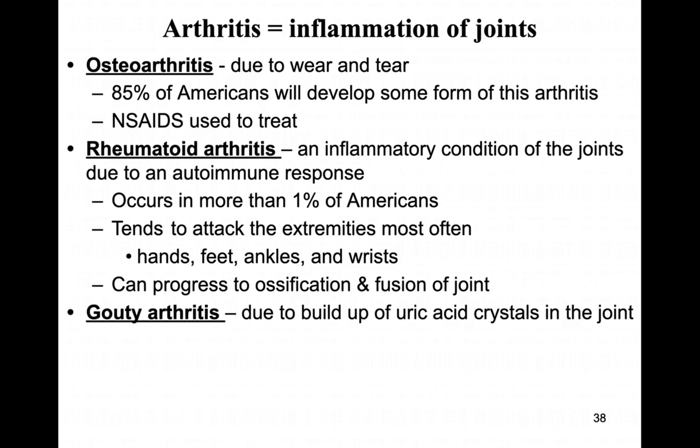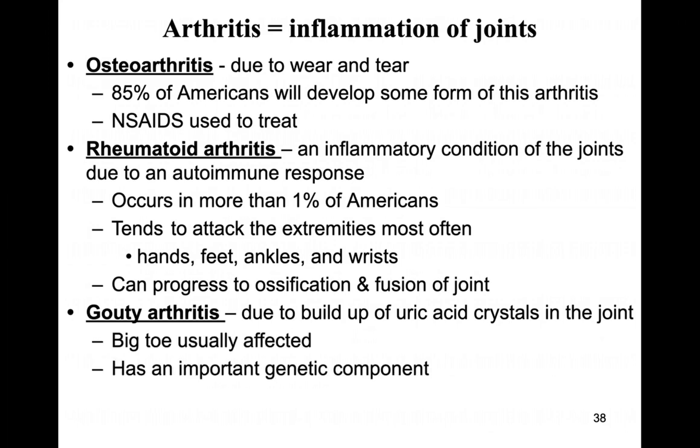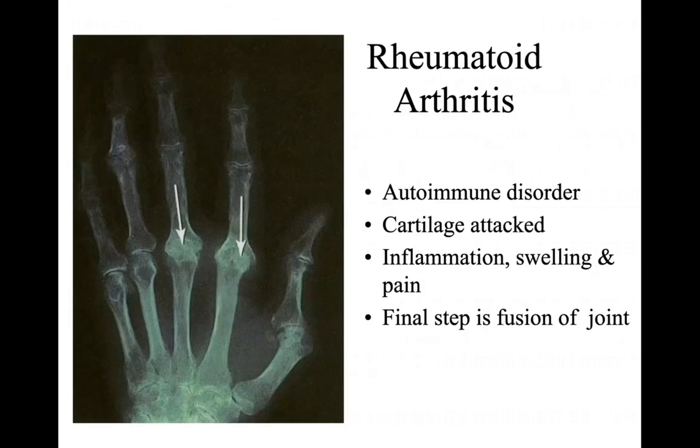Gouty arthritis, this is due to the buildup of uric acid crystals in the joint. So the big toe is classically affected with this. There is a genetic component to that. So with rheumatoid arthritis here, you can see the joints being affected here. It's autoimmune, the cartilage is attacked. You'll see inflammation, swelling, and pain, and then eventually fusing the joint.